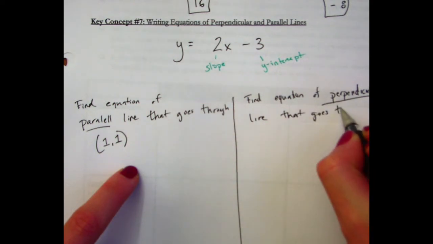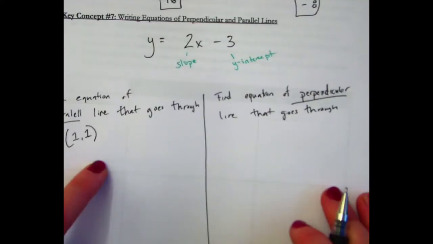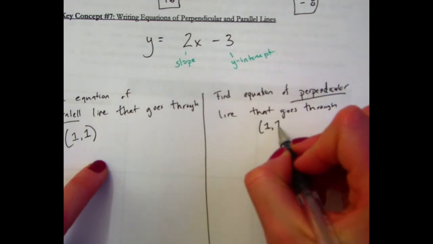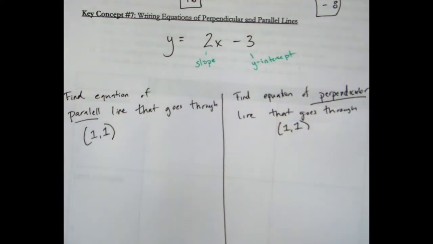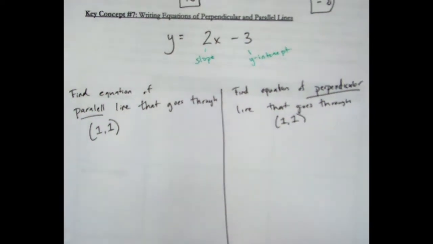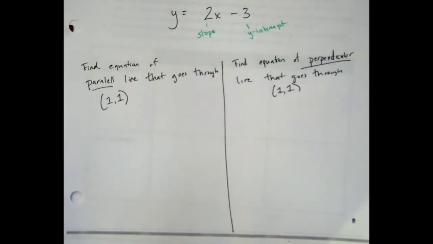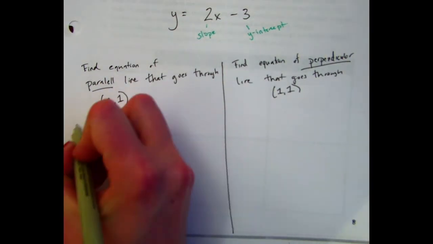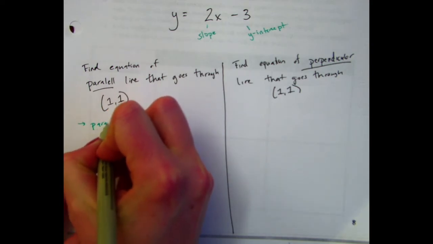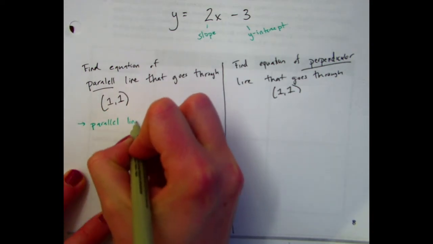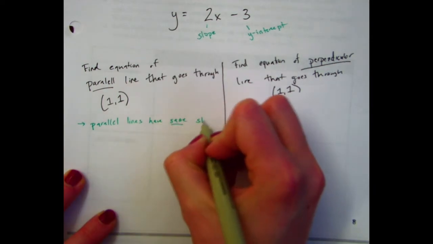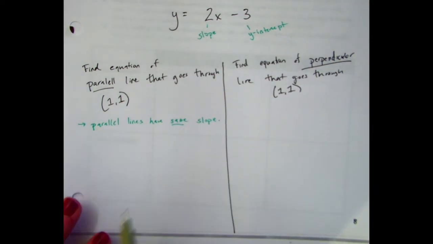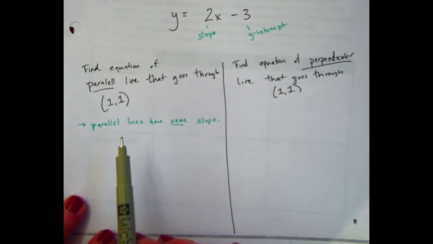So to find the equation of the parallel line, key fact to remember here is that parallel lines have the same slopes. Parallel lines have the same slope. So I know that whatever line I write, it has to have the same slope as my original line that I was given. So since the slope of this line is 2, the parallel line also must, by definition, have the slope of 2.